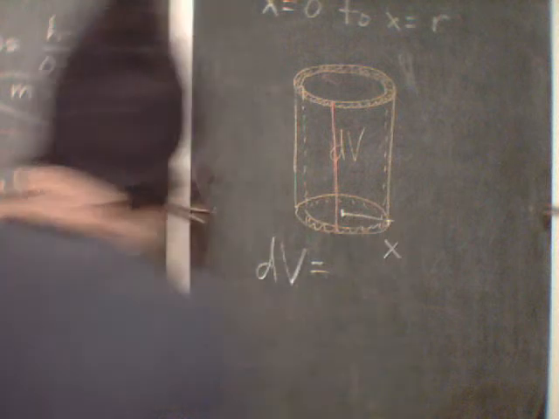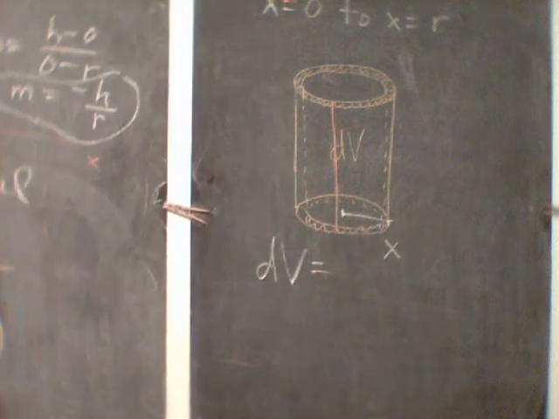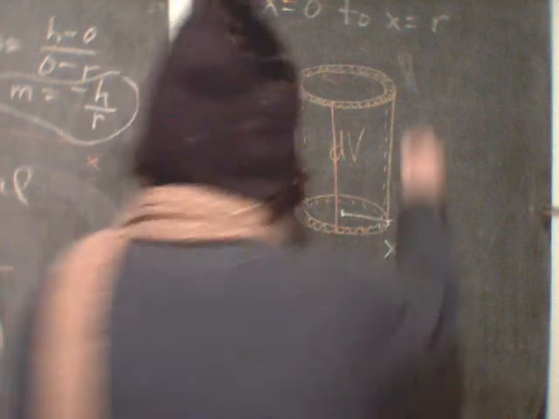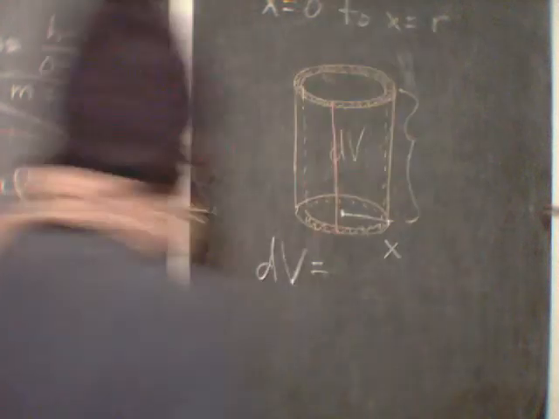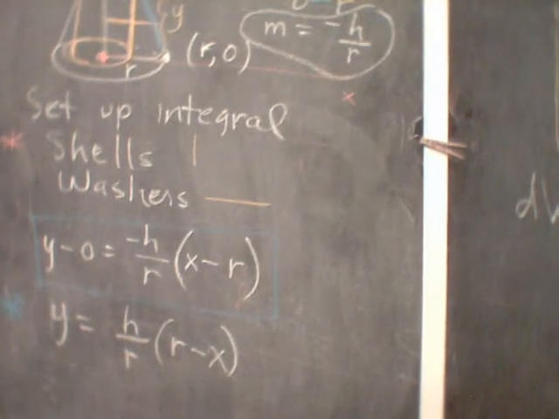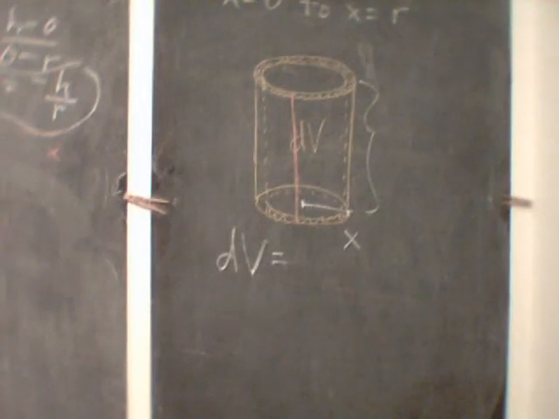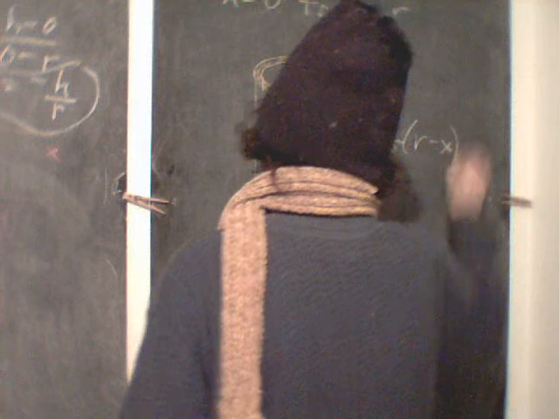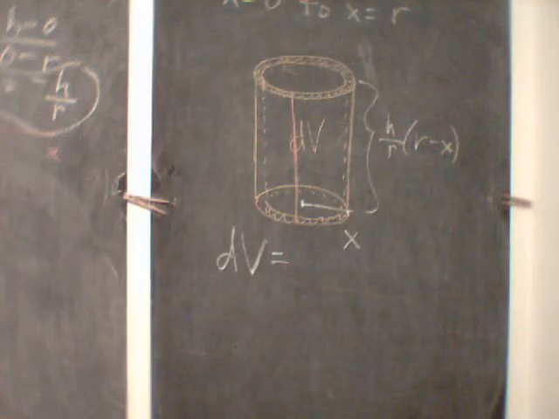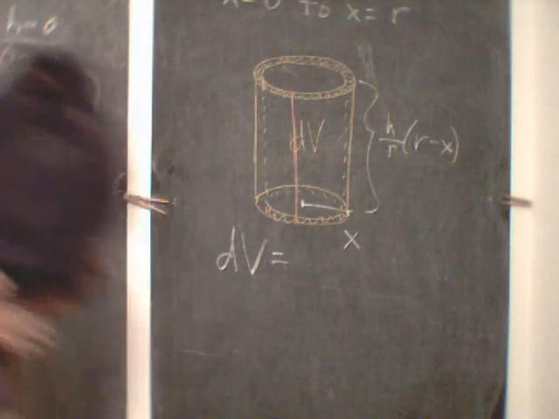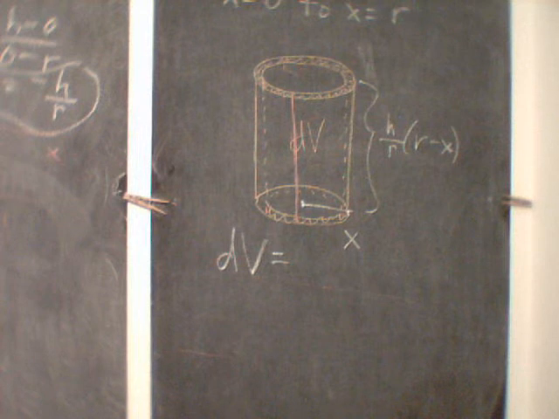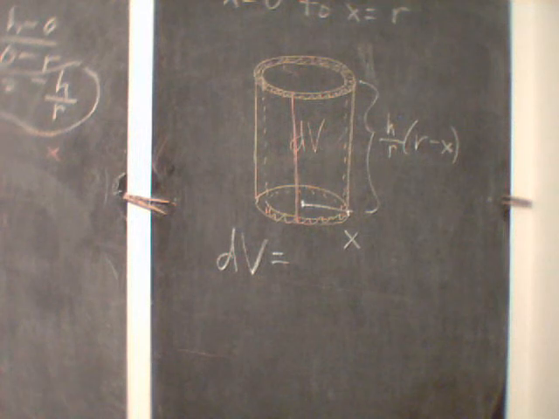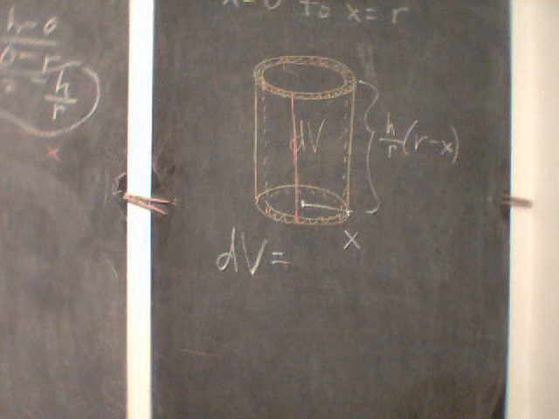That's the radius. Now what is the height in terms of x? What is this height in terms of x? That's a good question. Well, that's where this comes into play, you see? That's what it is right there. So let's plug it in over there. It's h over r times r minus x. So we should be able to write that incremental volume of that shell in terms of x now.